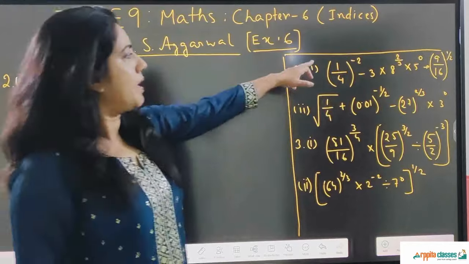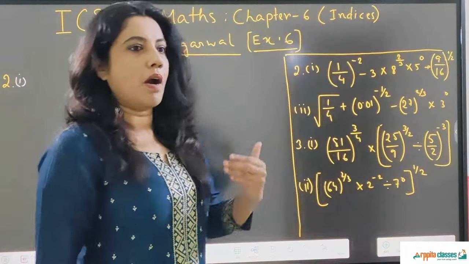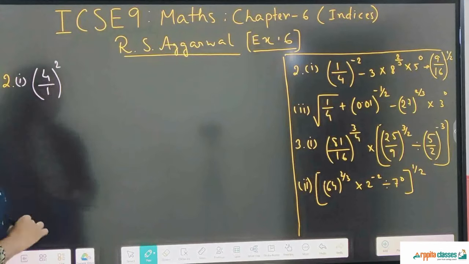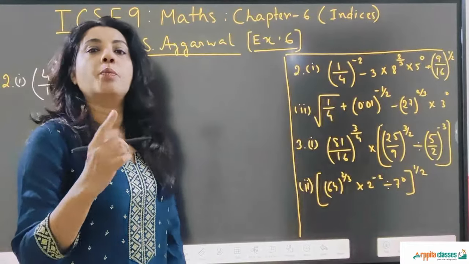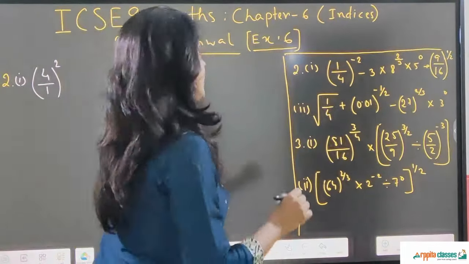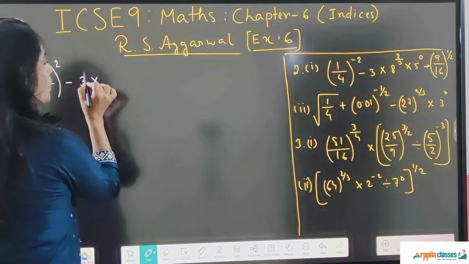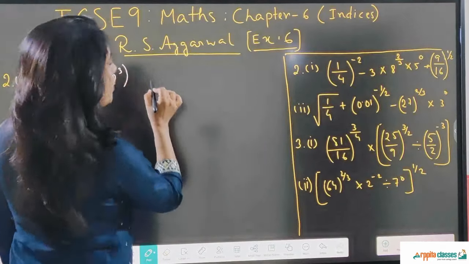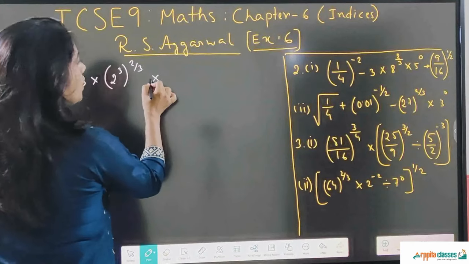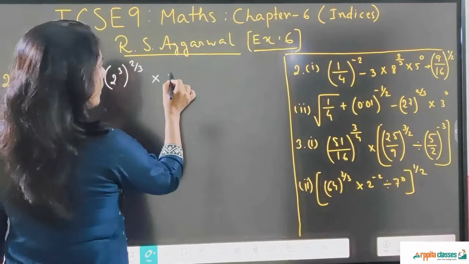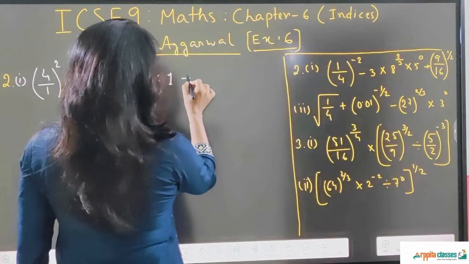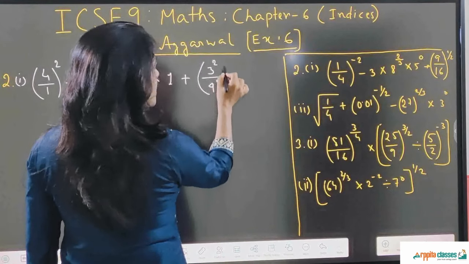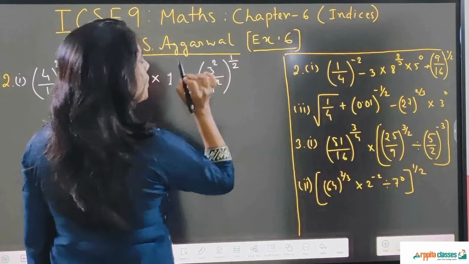So see, this is (1 by 4) to the power minus 2. First of all, we have to make the power positive. So we can write it as (4 upon 1) to the power 2. We know that (a by b) to the power minus 1 is equal to (b by a) to the power 1. Minus 3 into 8, which can be written as 2 cubed, and that whole to the power 2 by 3. Into 5 to the power 0. Anything to the power 0 we know is 1. Plus 9 by 16, which can be written as 3 square and 16 as 4 square, this whole thing to the power 1 by 2.